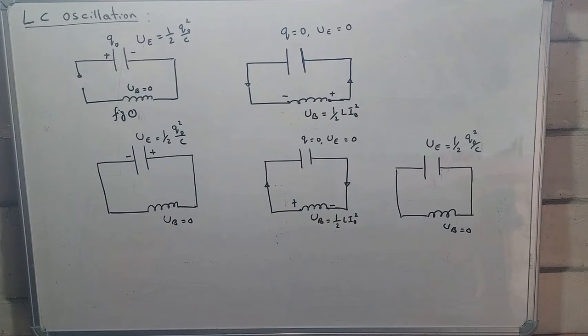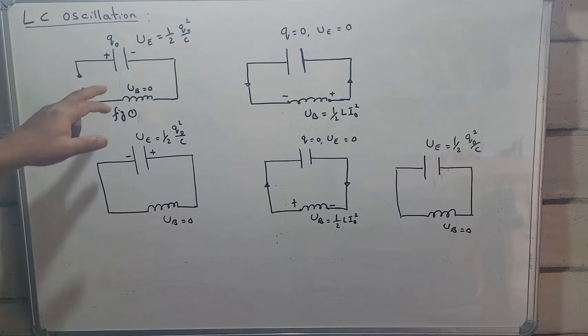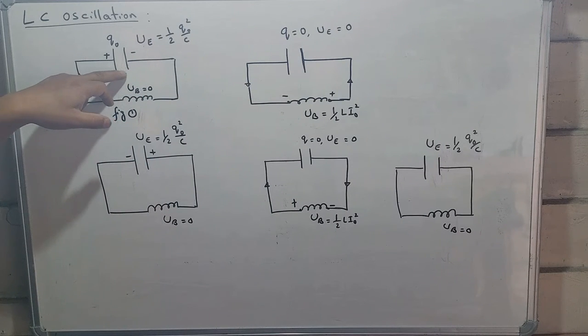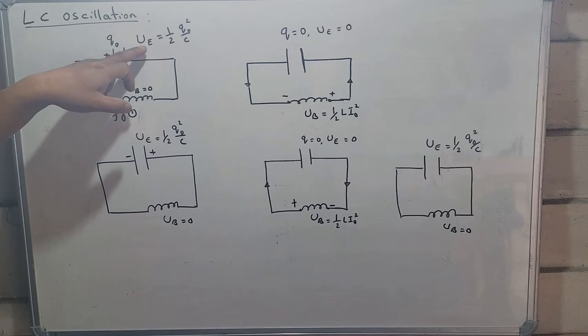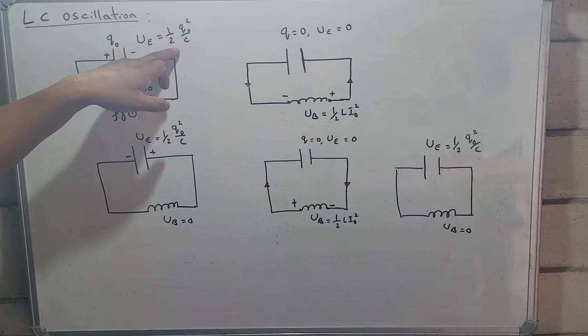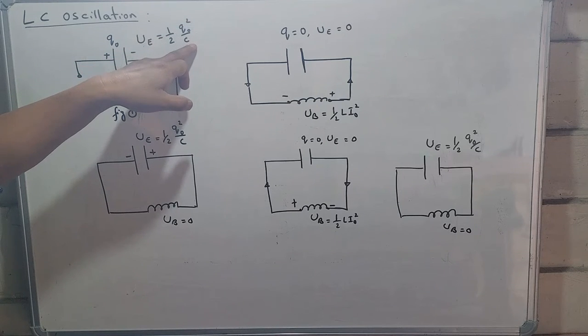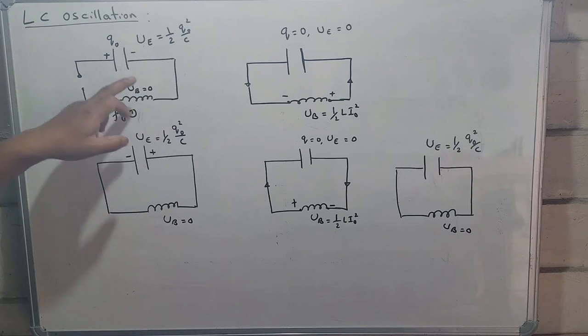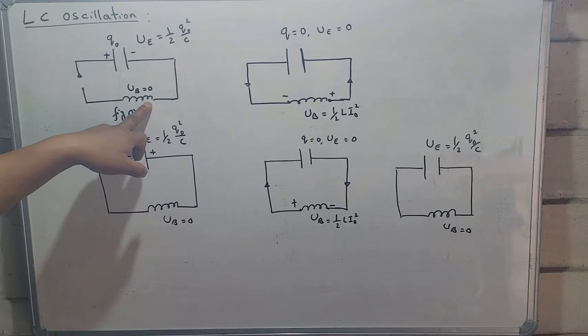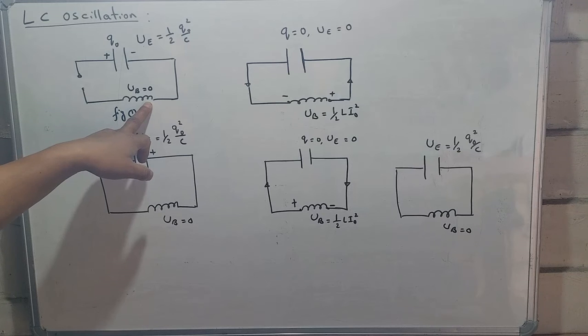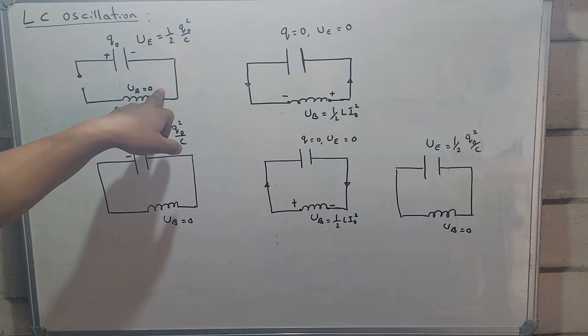Before that, because this capacitor contains maximum charge, the electrical energy which is stored in the capacitor is maximum. And for that we write U_E equals half Q naught squared upon C. Whereas since there is no current or no charge passing through the inductor, the magnetic energy stored in the inductor at this time is equal to 0.